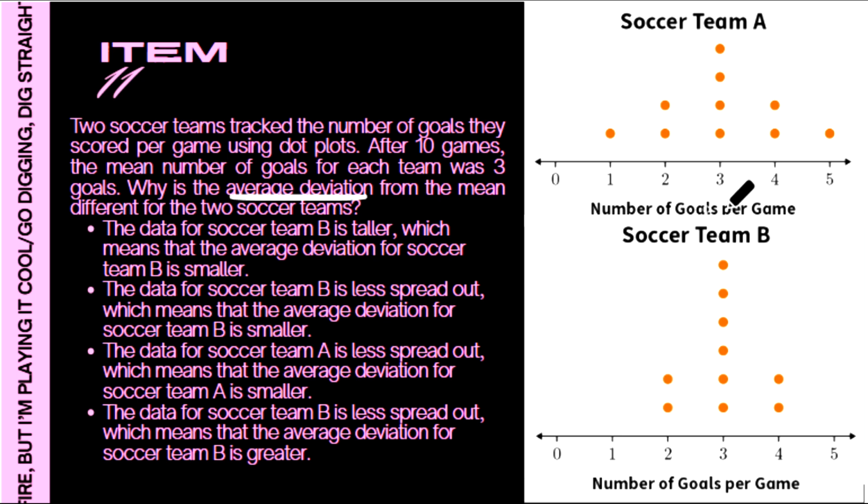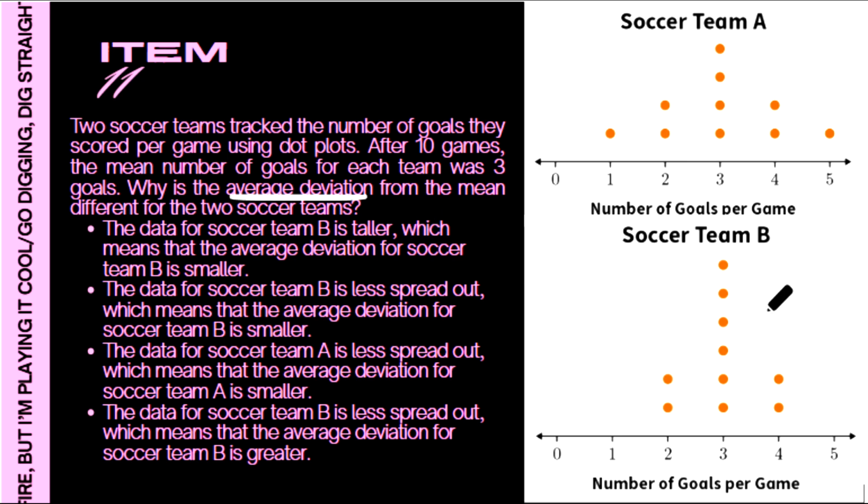They're both symmetrical, okay? So we're talking about how far away these other numbers of goals were for each. You can obviously see just looking at this that soccer team A had a greater spread than this one. This one is much more condensed. This one is much more spread out, okay? You can just see that from looking at it. So why is the average deviation, or how far the spread goes, different for the two different soccer teams? Why is this one more spread out than this one?